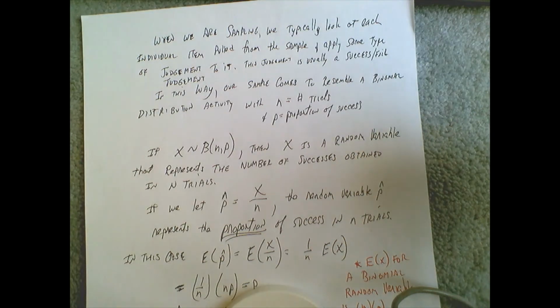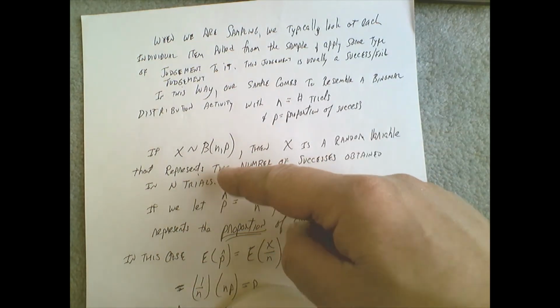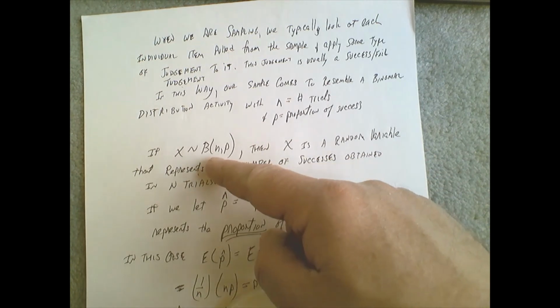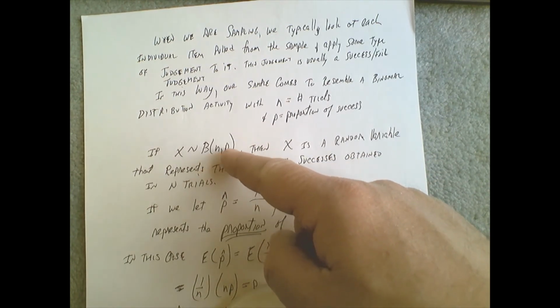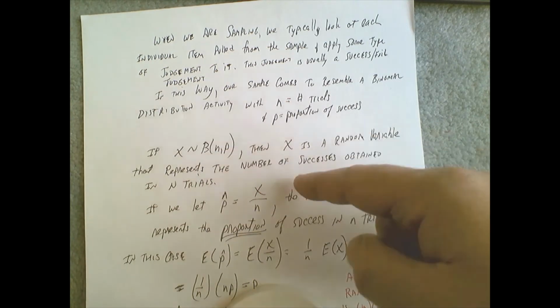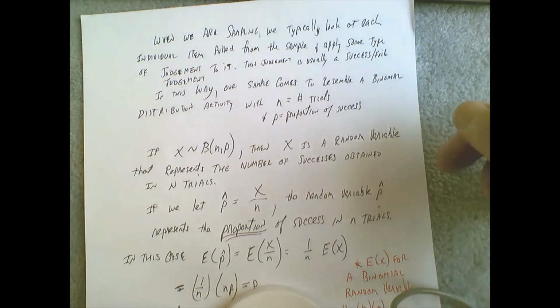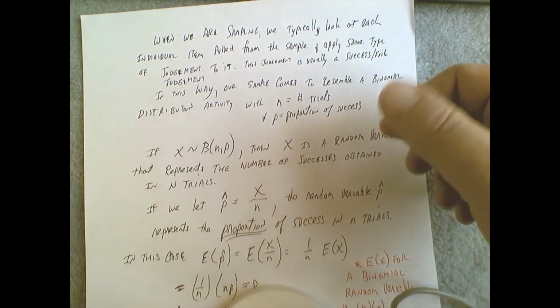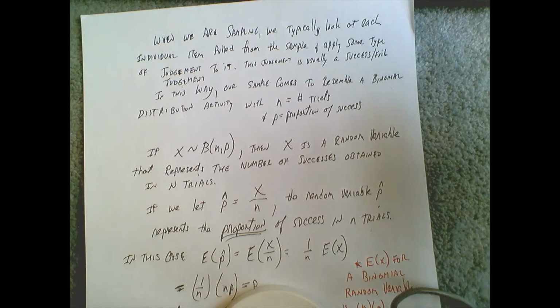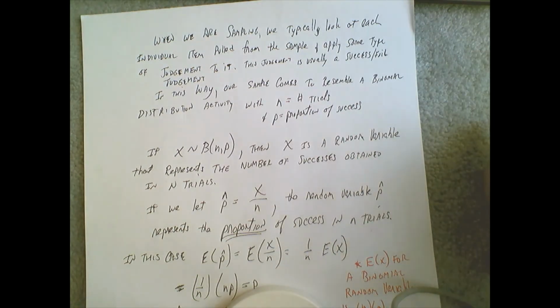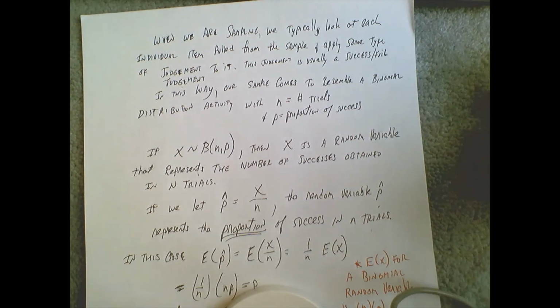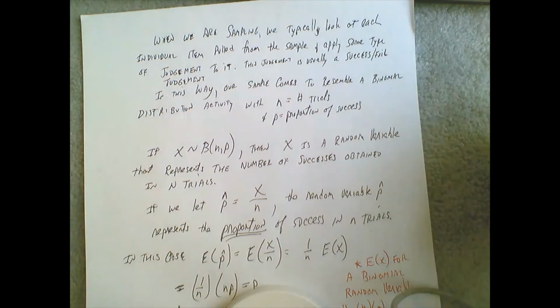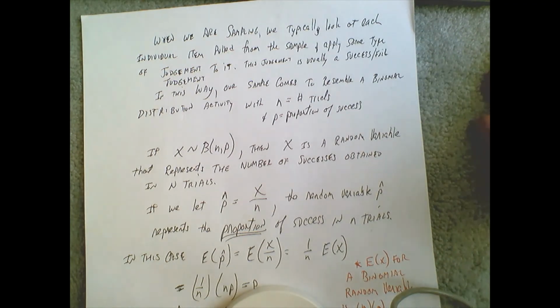Now, remember what a binomial distribution is. We can say if x is binomially distributed with n trials and a probability of success of p, x is a random variable that represents the number of successes obtained in n trials. X is an integer from 0 all the way up to n. Remember, it's a discrete distribution. Only takes on, for the binomial distribution, just integer values from 0 to n. Each value of our random variable x represents nothing more than the number of successes obtained in n trials.